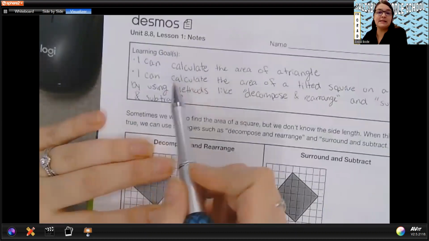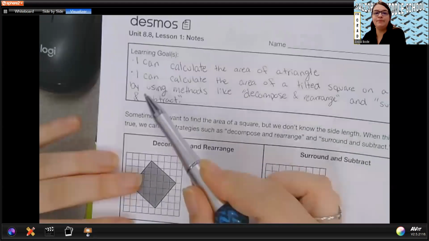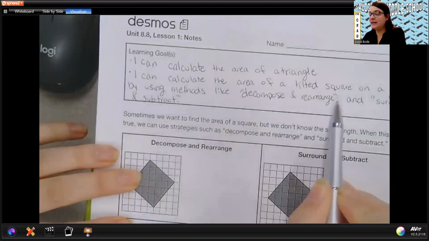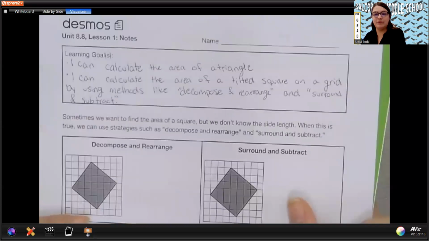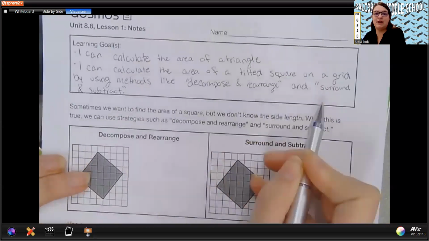So our learning goals today are: I can calculate the area of a triangle. We should know how to do that from 6th grade. And I can calculate the area of a tilted square on a grid, by using methods like decompose and rearrange and surround and subtract.